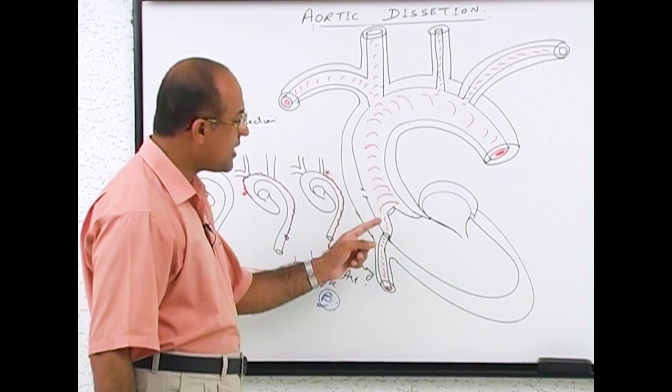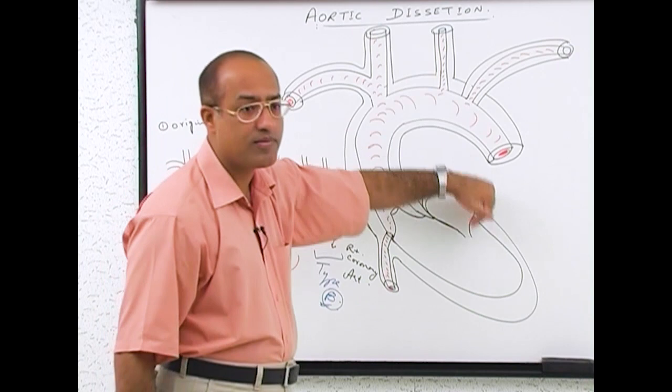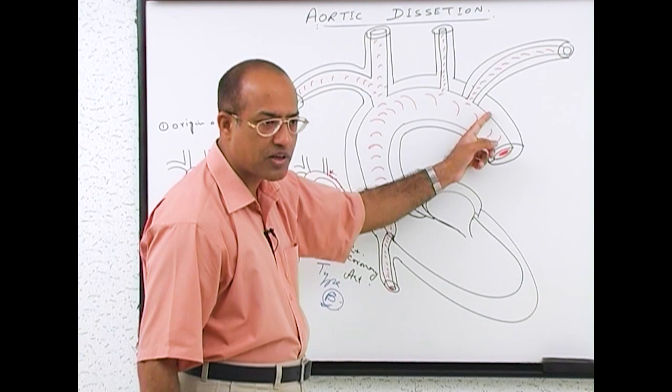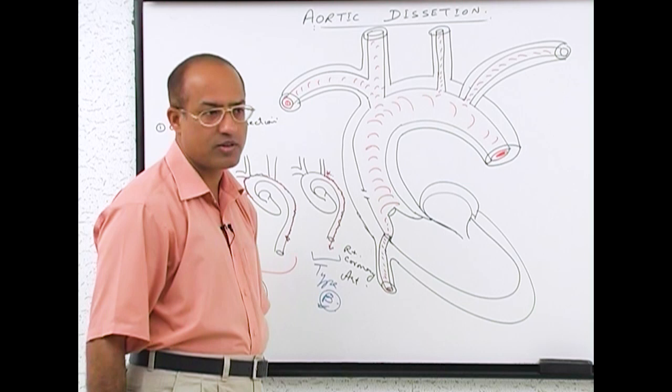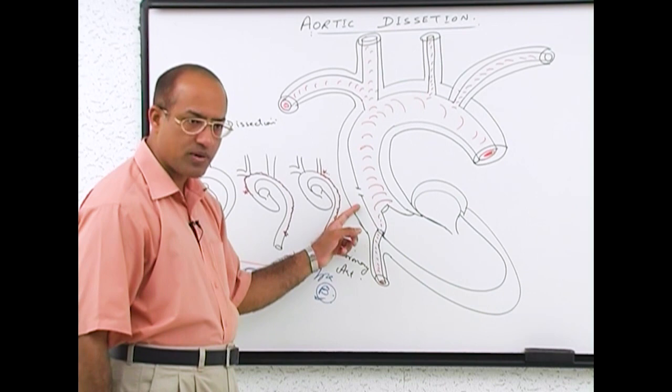Type A, which remain up to the ascending part of the aorta or which may go distally, and type B, which always take origin distal to the left subclavian artery. These two are the most common sites of origin of dissection. The origin of dissection is either in the root of the aorta, just distal to the aortic valve, or just distal to the left subclavian.